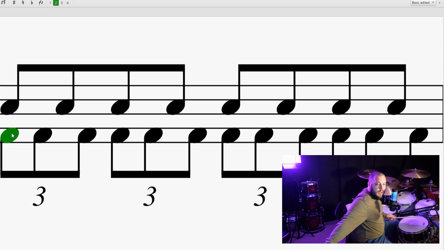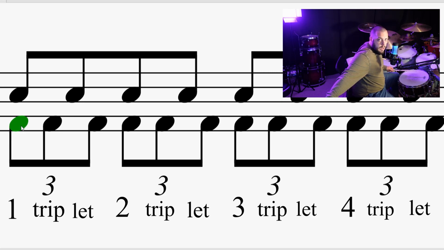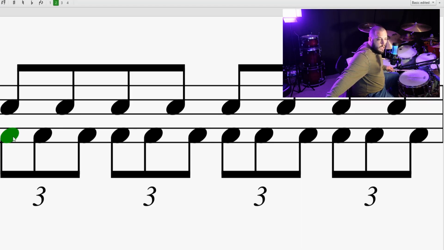Now I'm going to do it with the eighth note triplet, okay? So this is highlighted green. You're going to hear me counting eighth note triplets, but I'm going to play the entire polyrhythm. 1 triplet, 2 triplet, 3 triplet, 4 triplet. Okay?